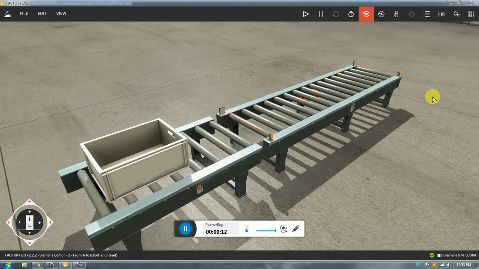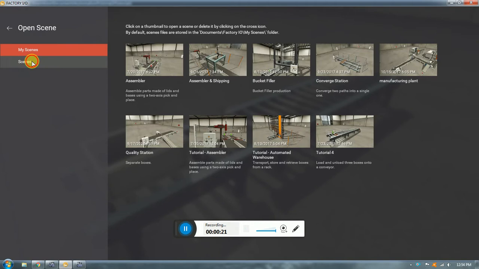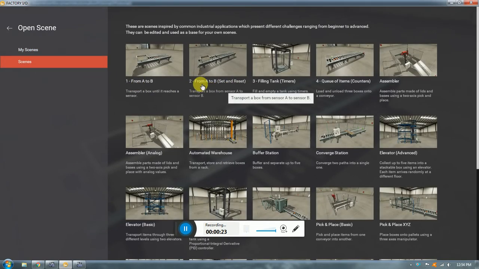In this section that we're going to call automation tutorials, as you can see, this one is located in the scenes, tutorial 2, from A to B, set and reset.